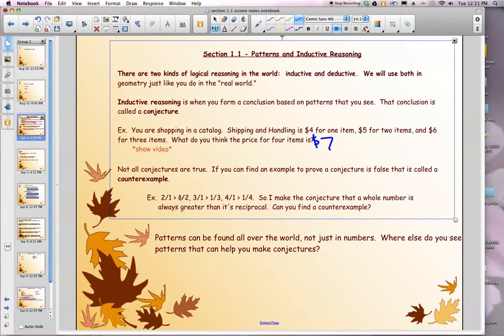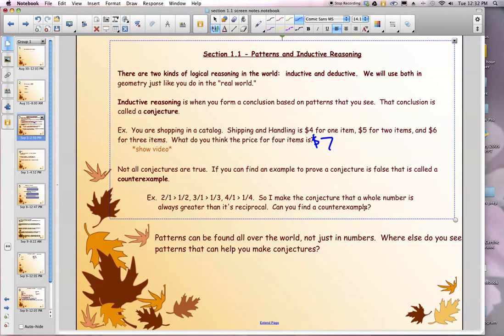An example here says the fraction 2 over 1 is greater than the fraction 1 over 2. That's true. The fraction 3 over 1 is greater than the fraction 1 over 3. That's true. 4 over 1 is greater than 1 over 4. Those are all true. So if I make the conjecture that a whole number is always greater than its reciprocal, okay, so anytime I take a whole number and put it over 1, it's going to be bigger than if I flip that fraction.